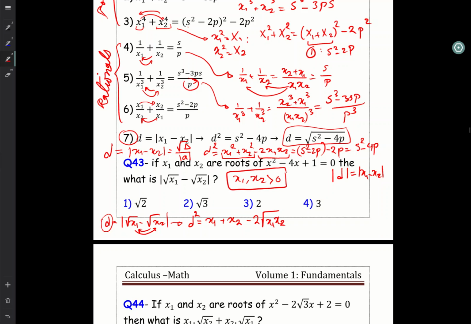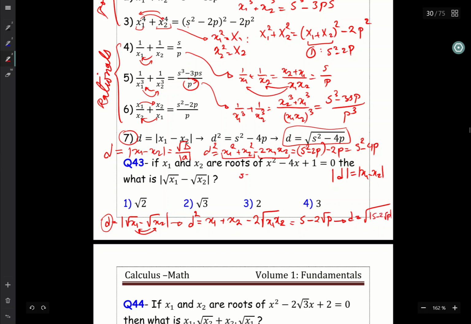And even if they're not positive, we can still solve it. We go into complex numbers, but the result should stay the same. So the fact that the roots should be positive is not necessary. Alright, so we end up with s minus 2 square root of p. Therefore d is the square root of the absolute value of s minus 2 square root of p.